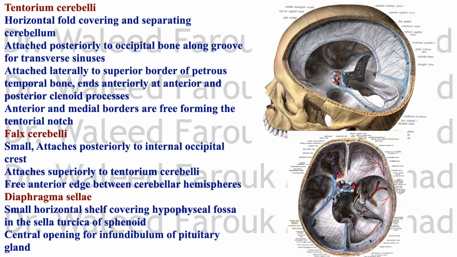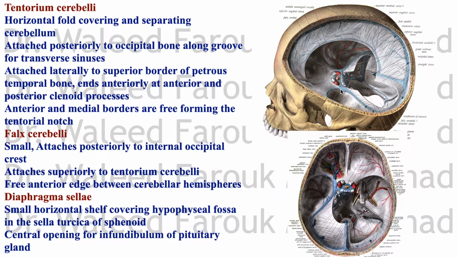The falx cerebelli is another vertical fold. It's small and attaches posteriorly to the internal occipital protuberance or crest, and superiorly to the tentorium cerebelli, as you can see here. This is the top of the tentorium cerebelli, and this is the falx cerebelli. It has a free anterior edge between the two cerebellar hemispheres. So the falx cerebri is between the two cerebral hemispheres, and the falx cerebelli between the two cerebellar hemispheres.